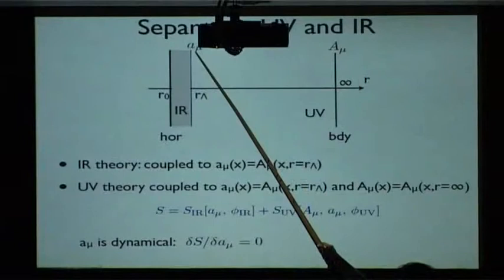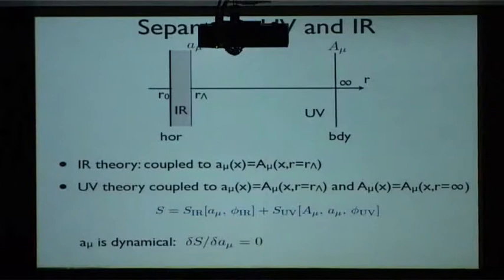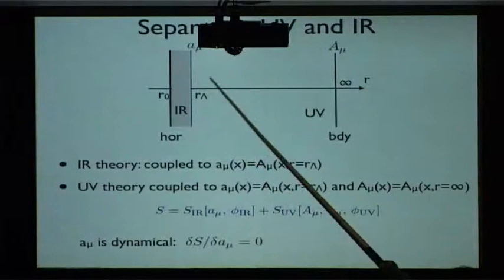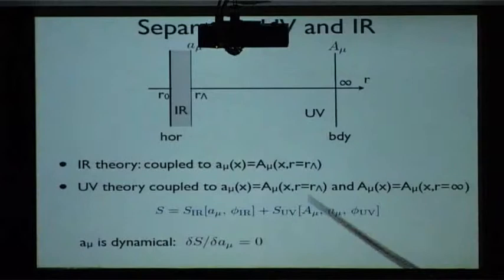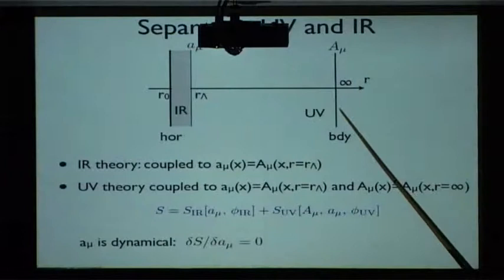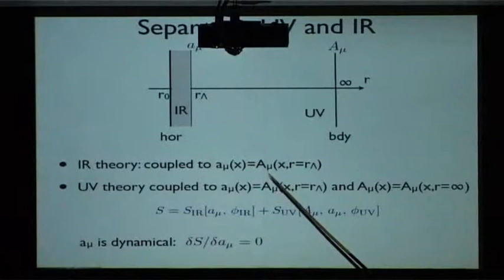So in other words, the gross feature of our construction will be the following: we have an action that is decomposed into the sum of two actions. One action is the action of the infrared degrees of freedom that couple to the little a gauge field, and the ultraviolet degrees of freedom that couple to both the original U1 gauge field A mu, and this new gauge field little a mu.